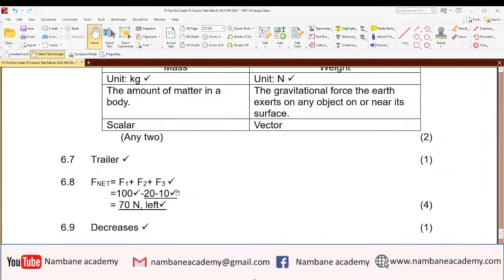6.7, which one of the car or the trailer has the smallest weight? Write only the car or the trailer. Ladies and gentlemen, straightforward, it is the trailer, for 1 mark. 6.8, calculate the resultant force acting on the car.